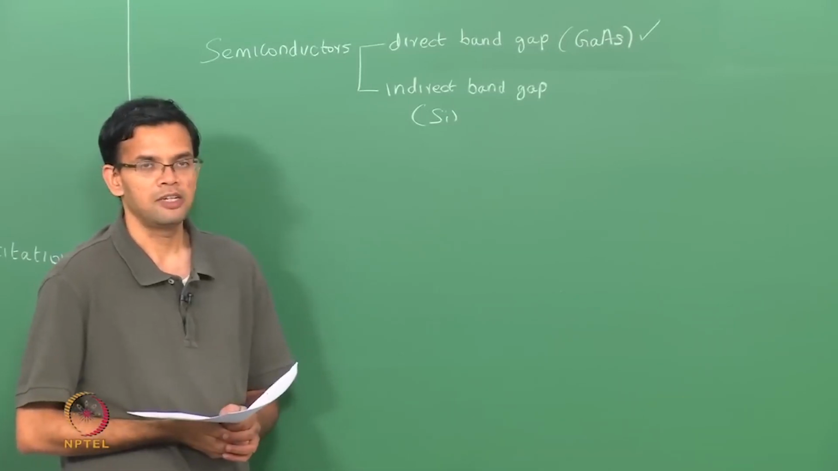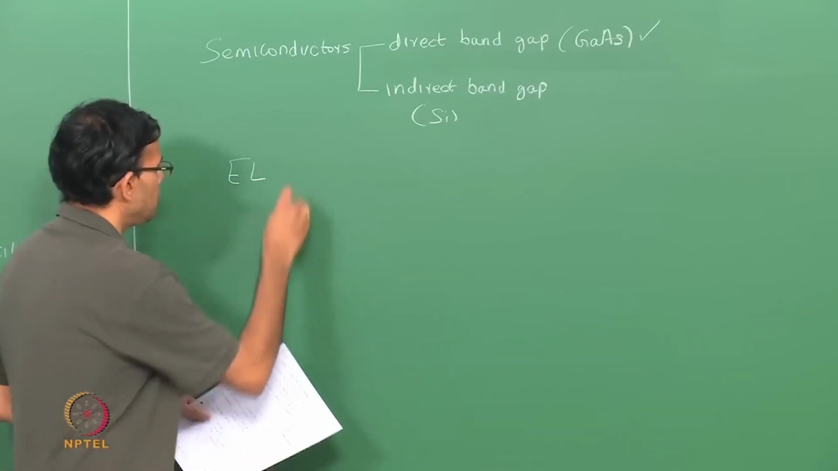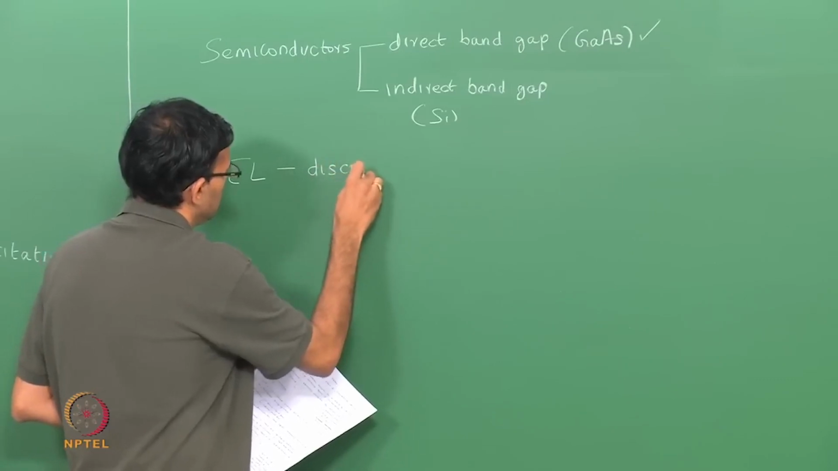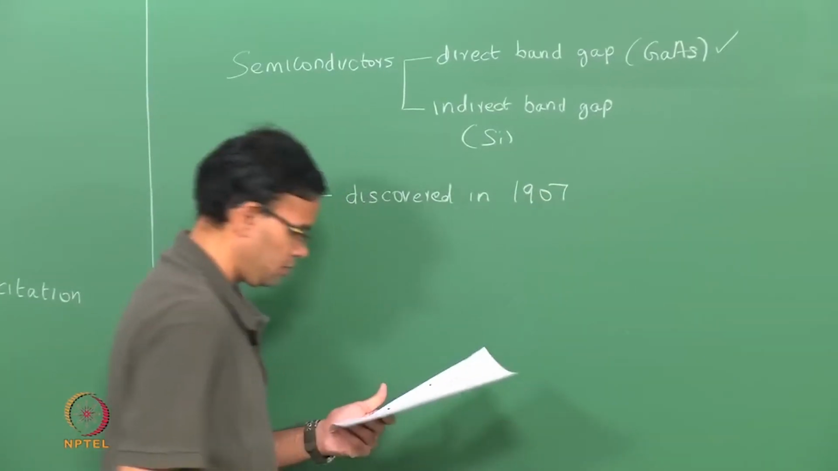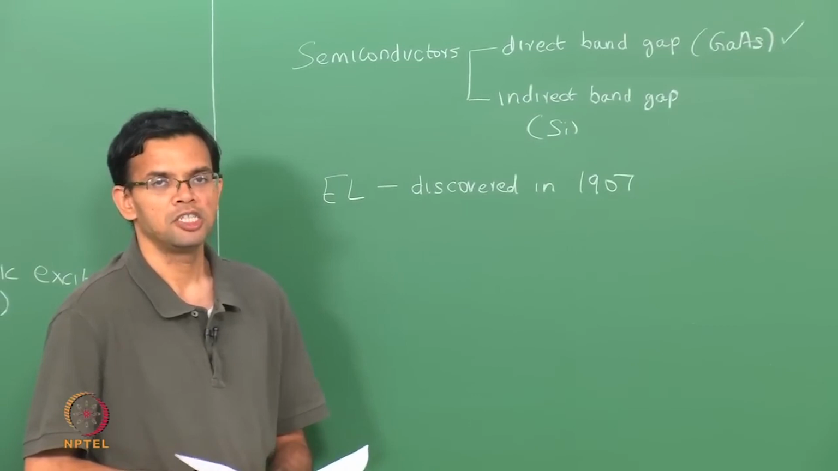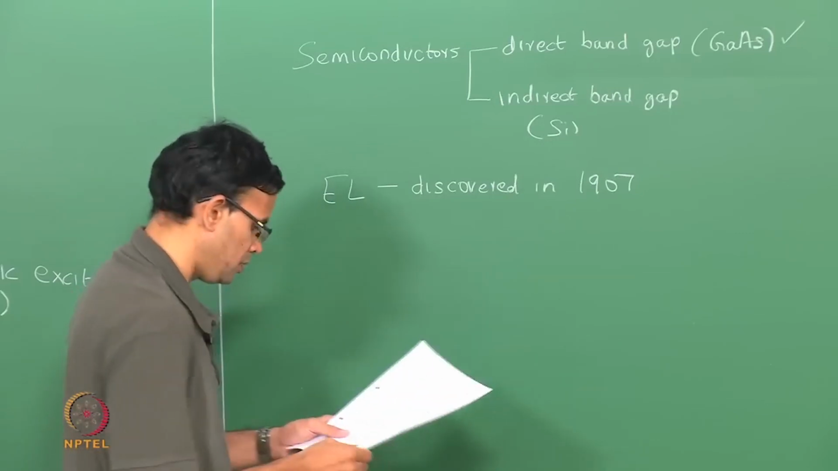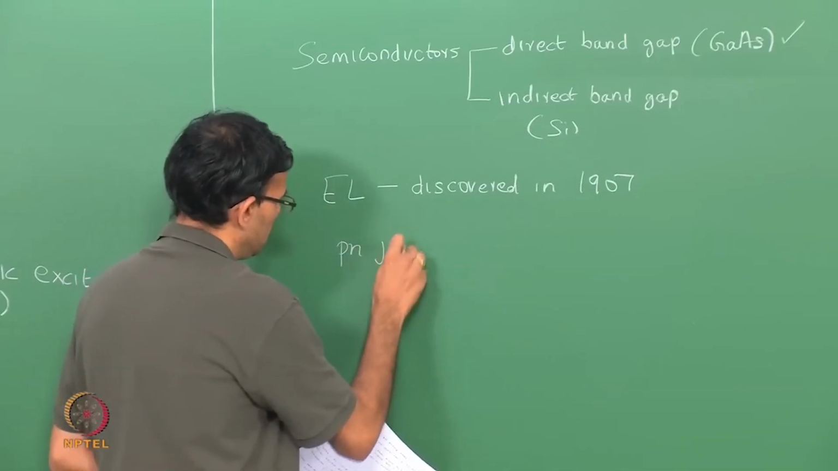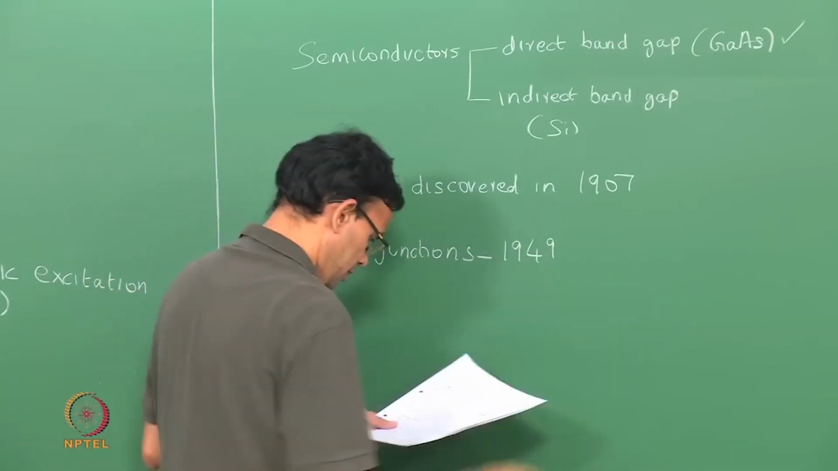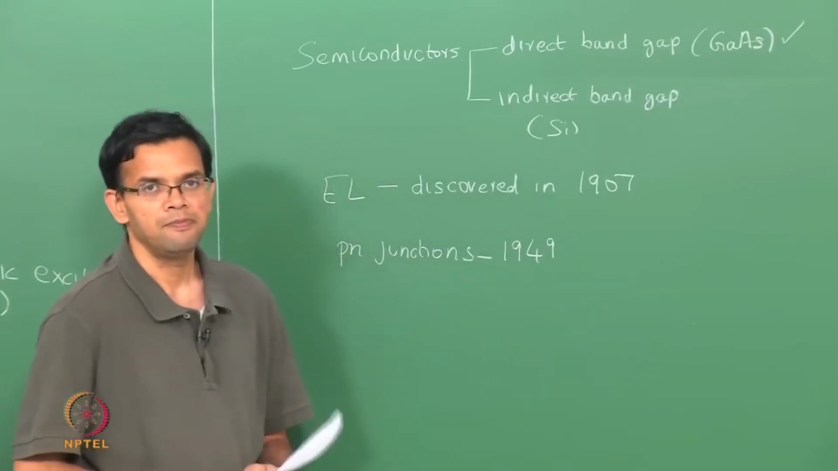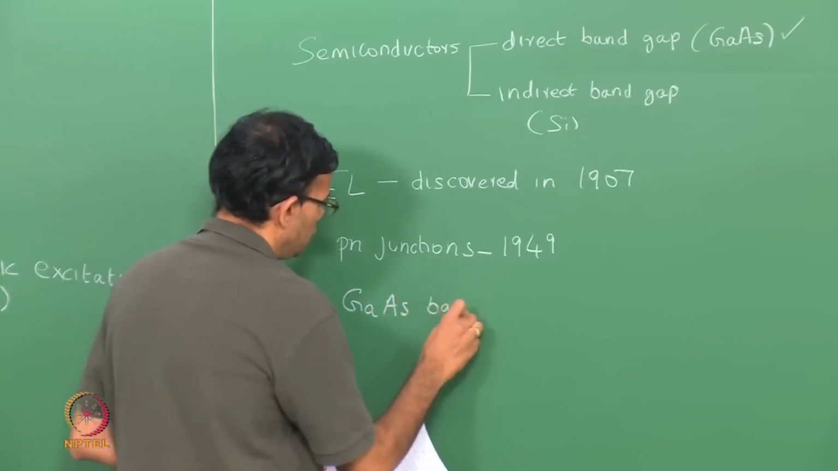So, the phenomenon of electroluminescence, so I will just call it EL, was first discovered in 1907. But until p-n junctions were invented in 49, there was not much work done in this area. So, p-n junctions came in 1949, but the first LED based on gallium arsenide was only in the 1960s.